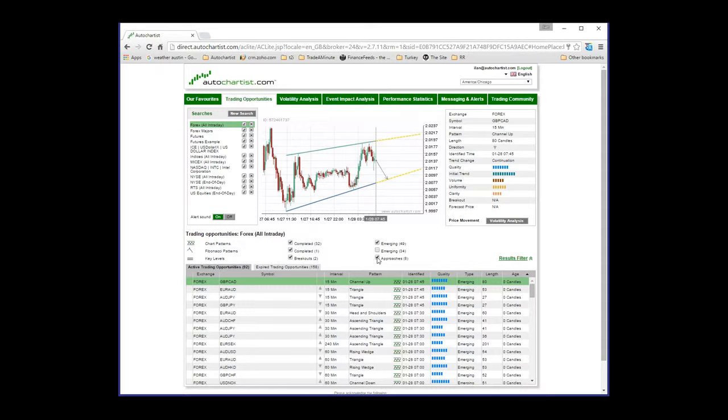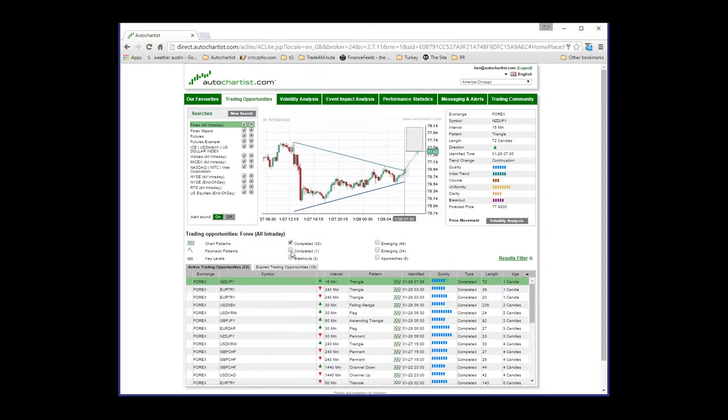So here is an example of what we call a completed or breakout chart pattern. Here we can see that New Zealand dollar Japanese yen has broken through a resistance level, and then we provide a projection up to 77.42, and this happened on 15-minute data.